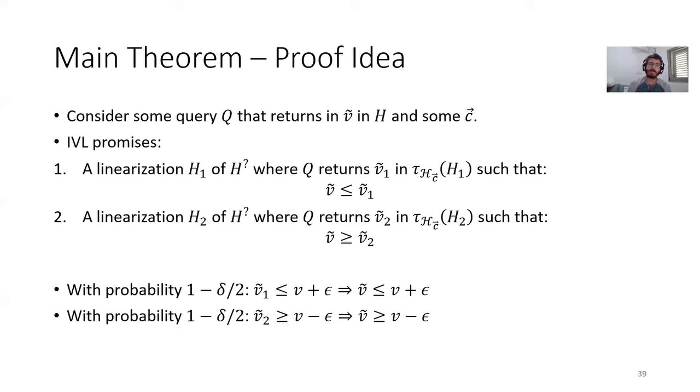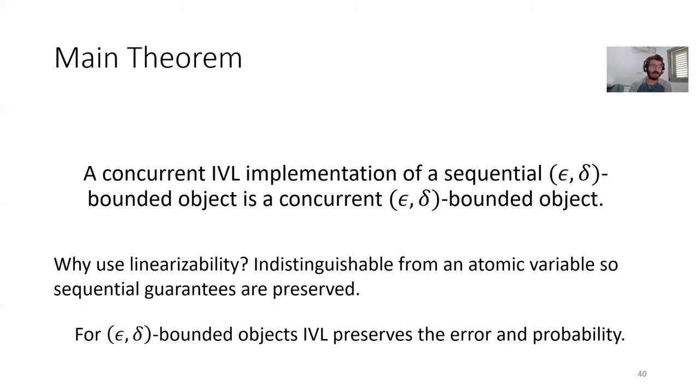And with probability 1 minus delta over 2, the approximation in H2 is greater than or equal to v minus epsilon, which means that our approximation is greater than or equal to v minus epsilon. So what we have is that the approximation in the concurrent execution, with probability 1 minus delta, has an error of at most epsilon. What this means is that a concurrent IVL implementation of a sequential epsilon-delta bounded object is itself epsilon-delta bounded. So let's recall, why do we use linearizability?